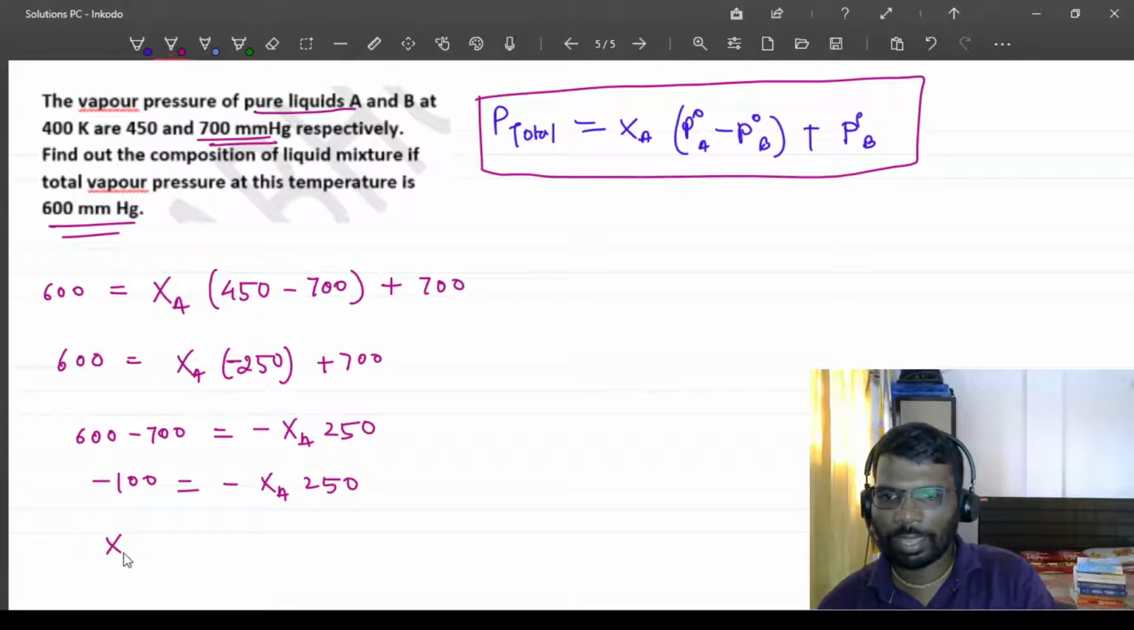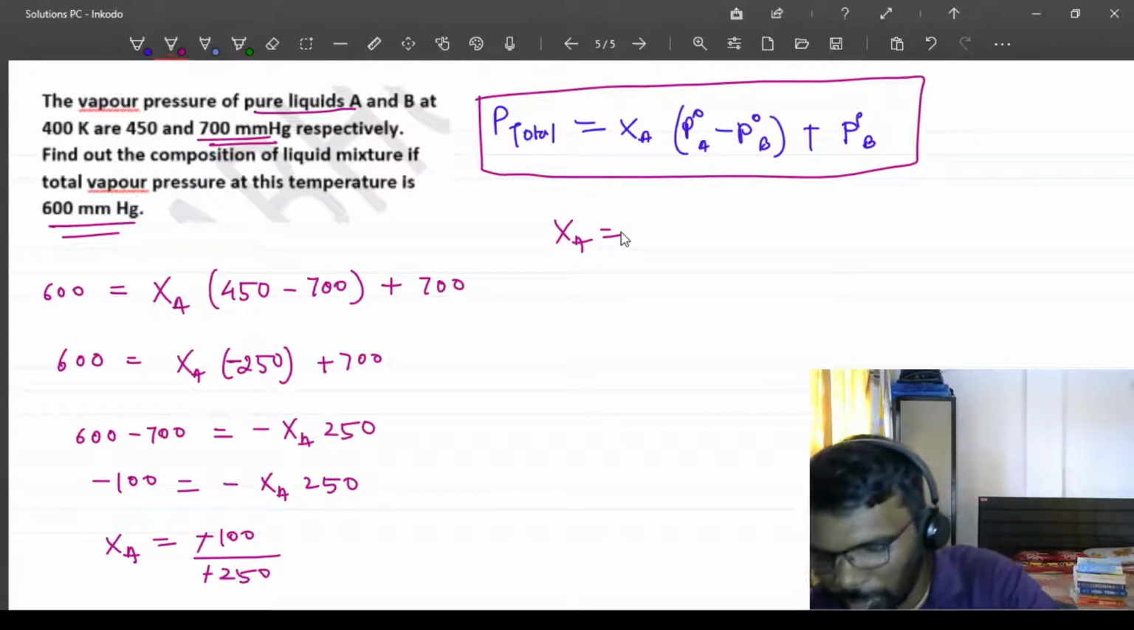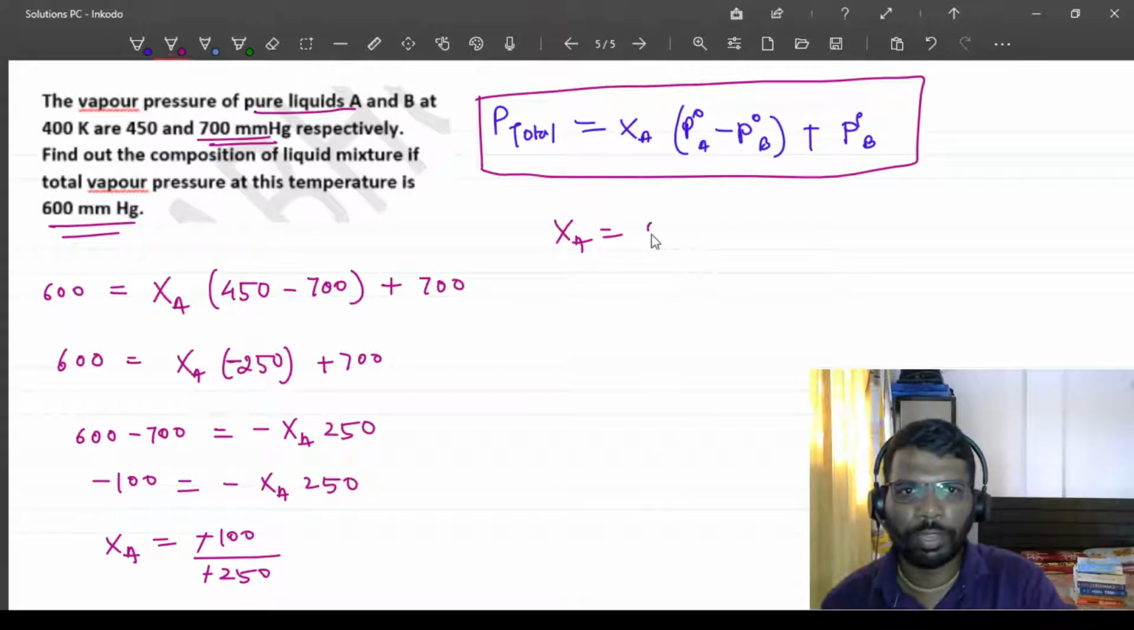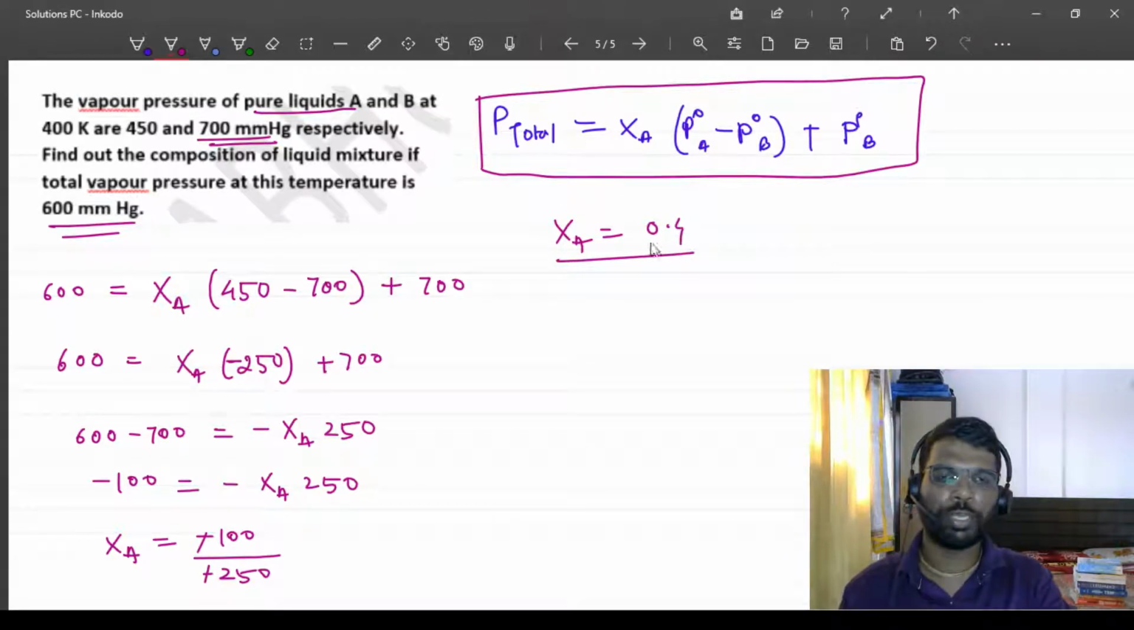Therefore xA will be equal to minus 100 divided by minus 250. This and this will get cancelled, means it will become positive. 100 by 250, so xA is equal to 100 by 250. What is 100 divided by 250? It comes to 0.4. Now we got the answer: mole fraction of A is 0.4.